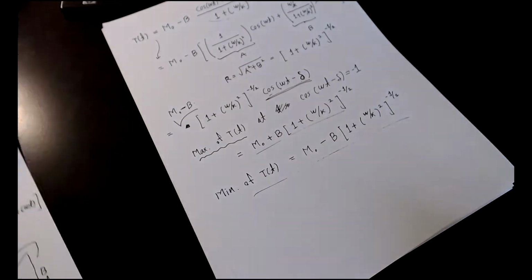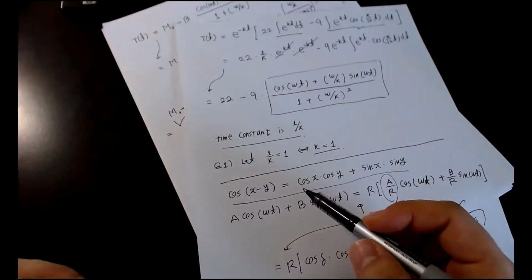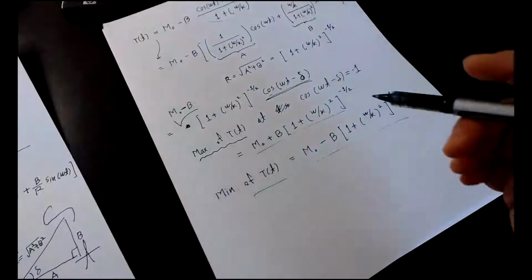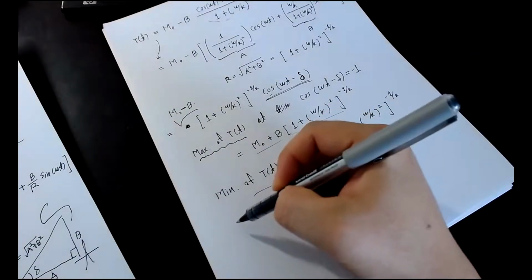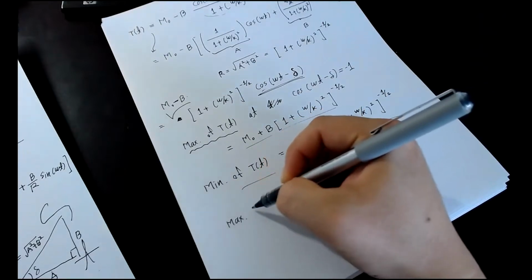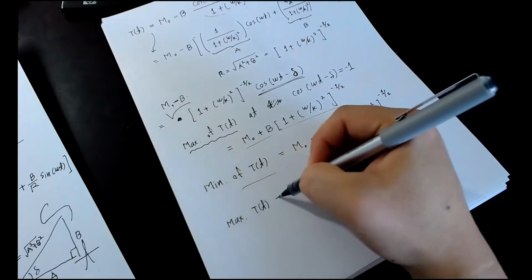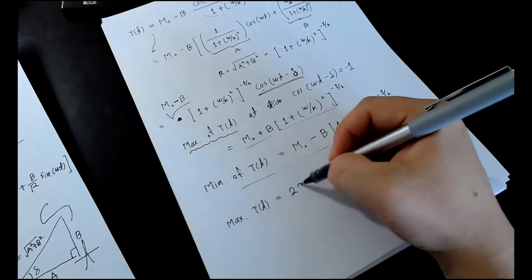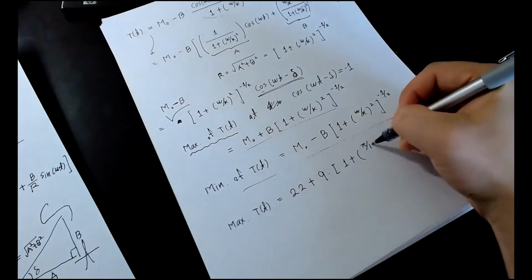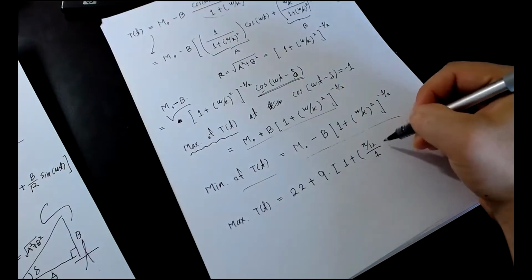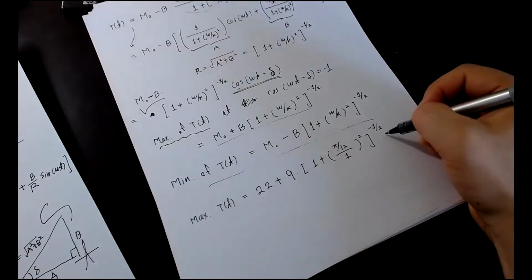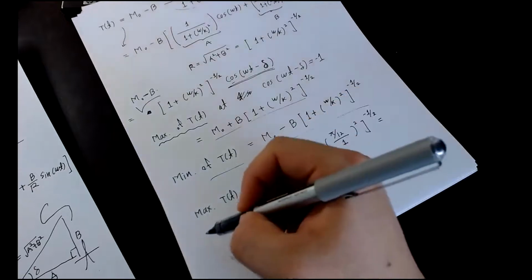Okay, so what was the first question? Let's find the highest temperature and the lowest temperature when k equals 1. So we're going to plug 1 into k. The maximum T is going to be 22 plus 9 times 1 plus pi over 12 over k, where k is 1, squared, to the negative 1/2. You can figure out the decimal expression of this using a calculator. It's not a big deal.